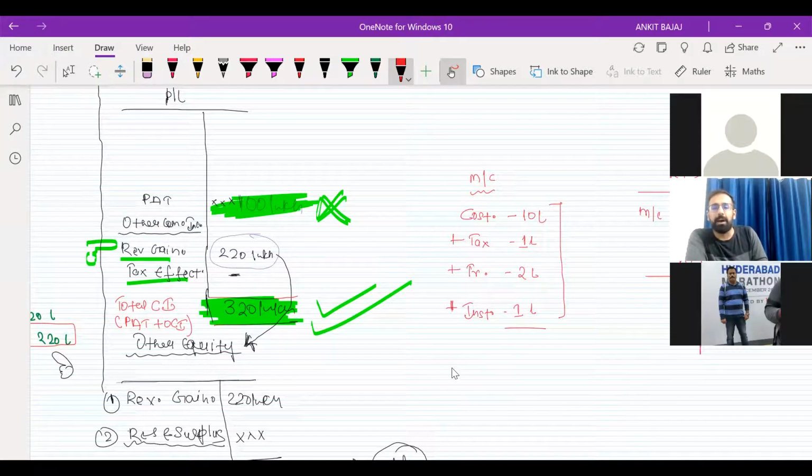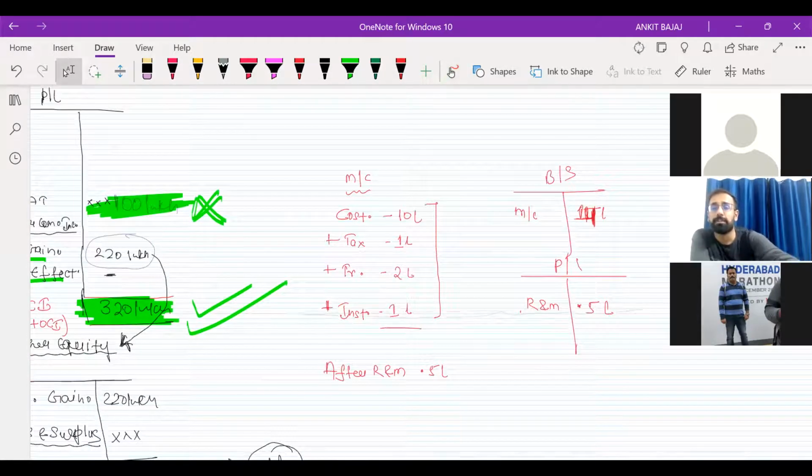Now, after installation, let's suppose we are incurring some repair and maintenance cost of 50,000 rupees. Then we record that cost in the P&L account. Instead of recording it in the balance sheet, we record that expense in the P&L account. So this is how we were calculating the total value of machinery.